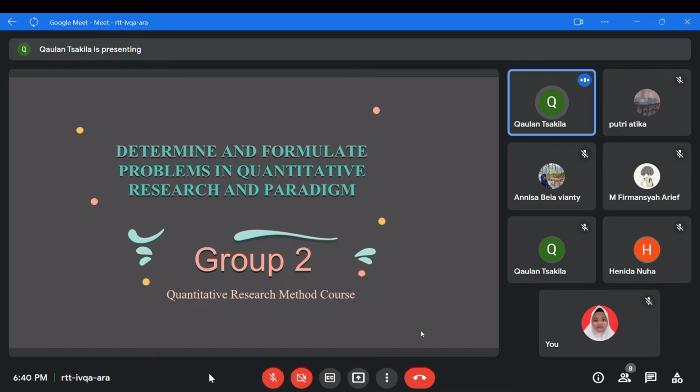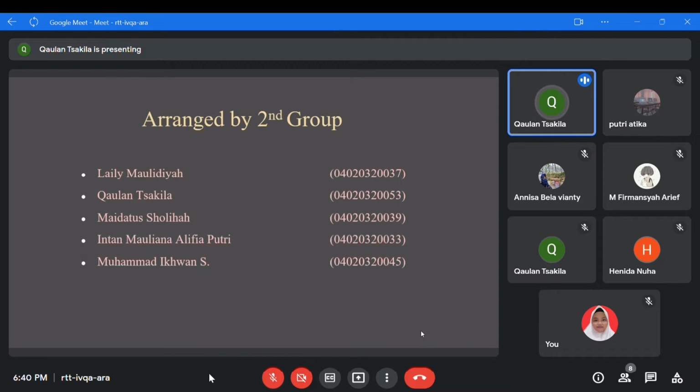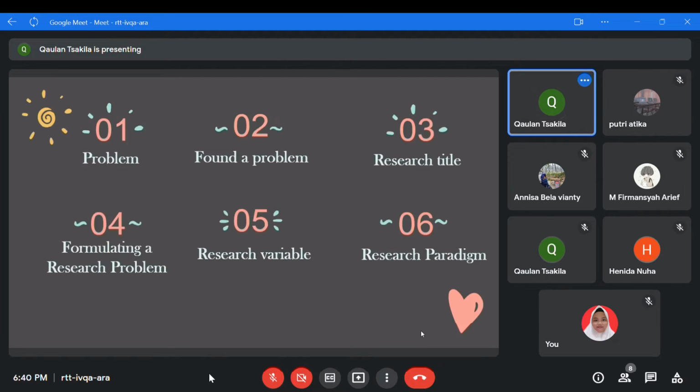My name is TSAKILA from Group 2. So we're going to talk about, these are my partners: Laili, me as TSAKILA, Medatus, Intan, and Muhammad Iqbal. So there are 6 of us. We're going to talk about 6 topics.